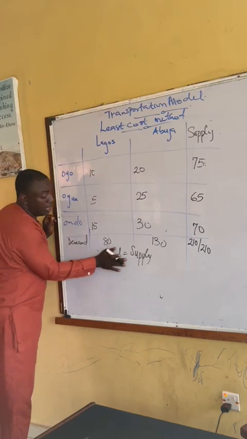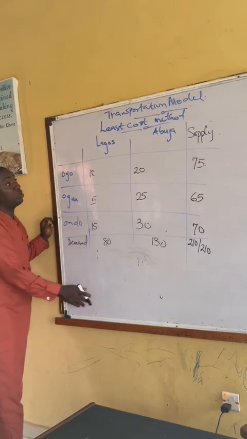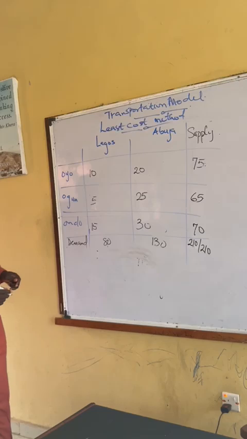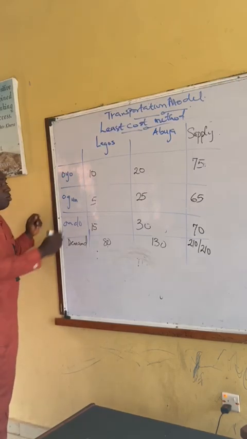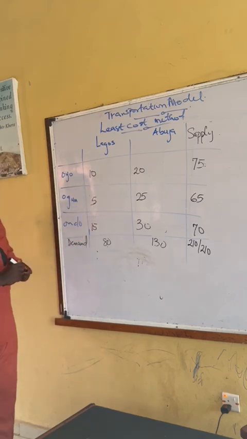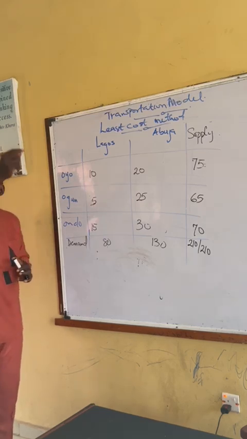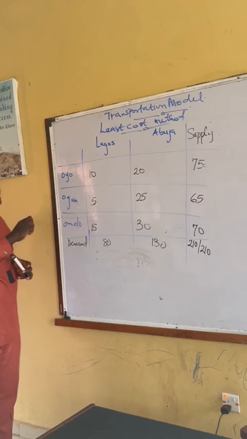use of the least cost method in finding the cost of transporting the goods from Oyo, Ogun, Ondo to Abuja and Lagos. When we talk about the least cost method, the first thing you got to check is the least cost of transporting that goods. And if you have one, you proceed from that one. If there are two, you pick one and you continue with it there, and then you move on from that place.